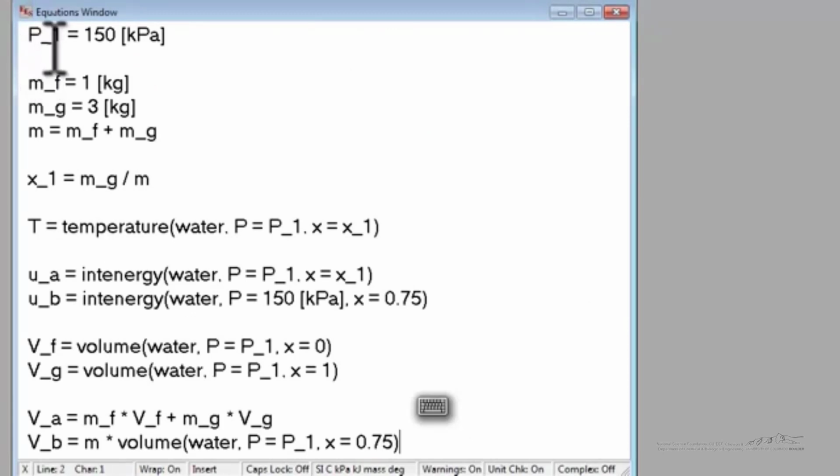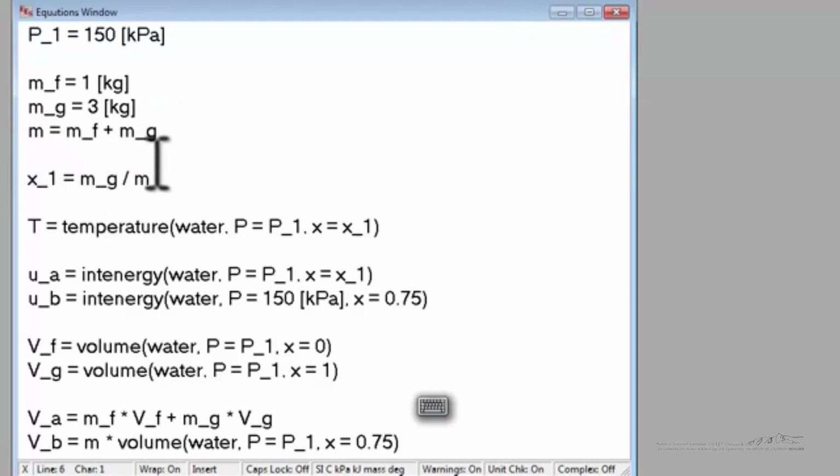So here's some code in EES that I wrote. It's much more extensive than what you would need to do to solve this problem, but I want to demonstrate a few things. So I specified the pressure is equal to 150 kilopascal. I just called it P1. And I said the mass of the fluid and the mass of the vapor are 1 and 3 kilograms. And I said the total mass is simply the mass of the fluid plus the mass of the vapor. So a total of 4 kilograms here.